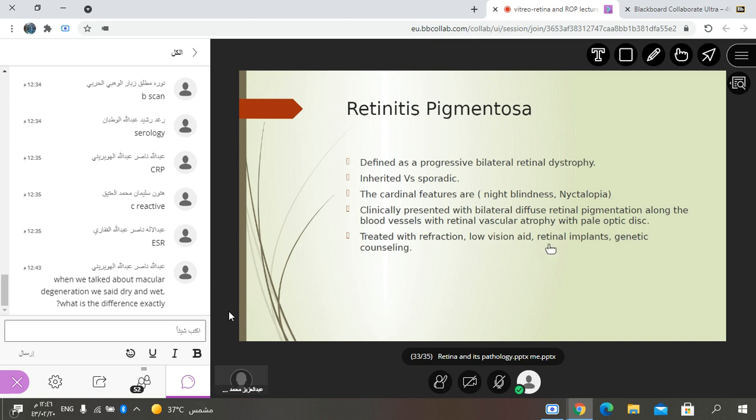Genetic counseling is to prevent future cases, because it is inherited. The family needs genetic counseling, especially with relatives, first or second degree relatives. It is very common in our countries. In general, all the congenital inherited diseases are common in our country.